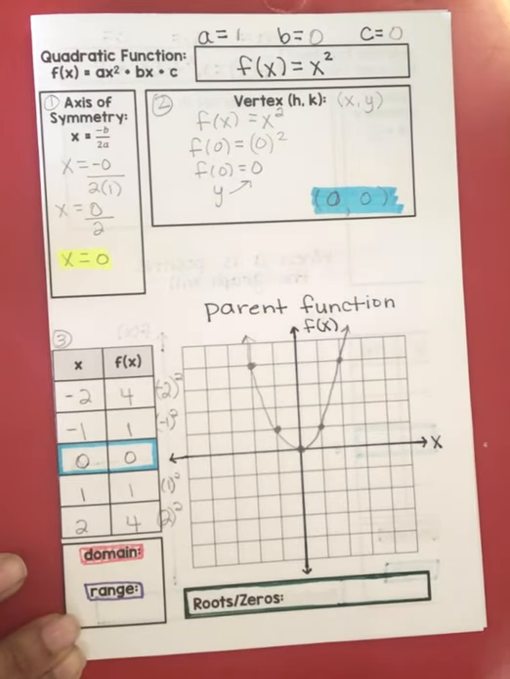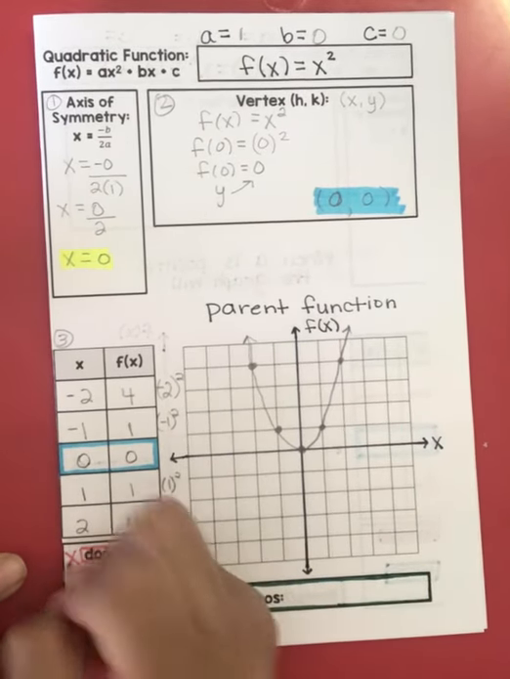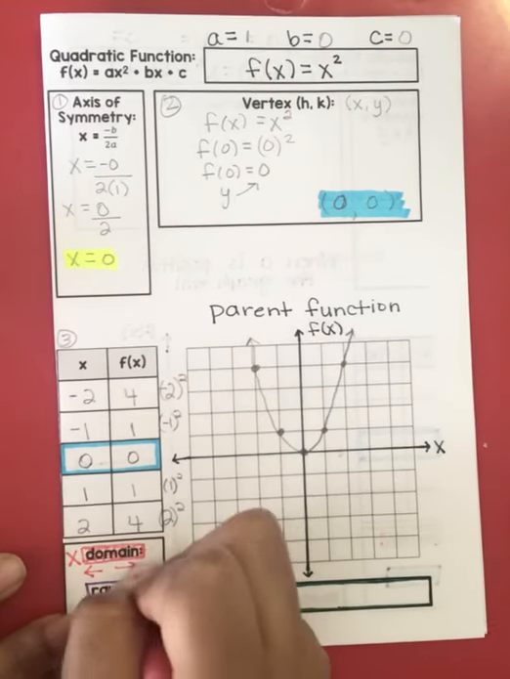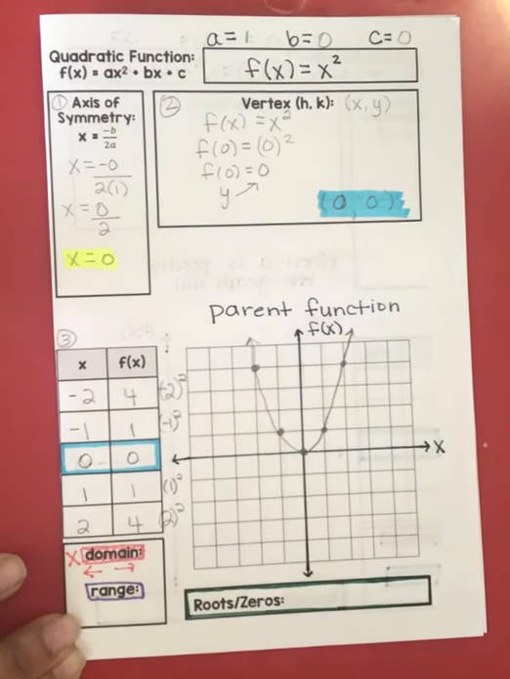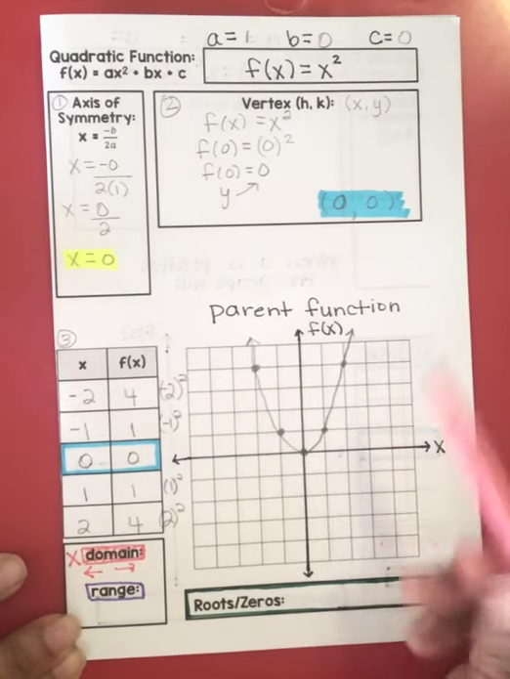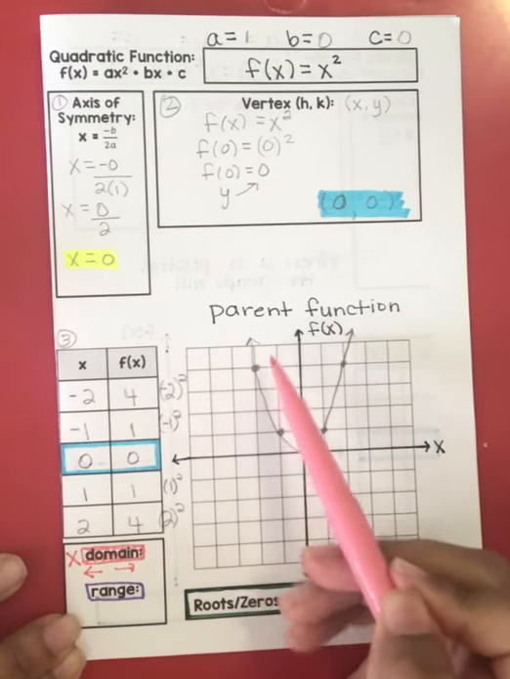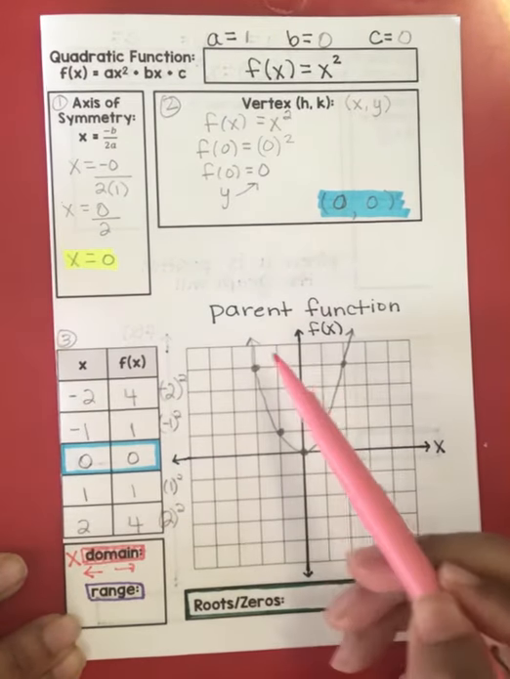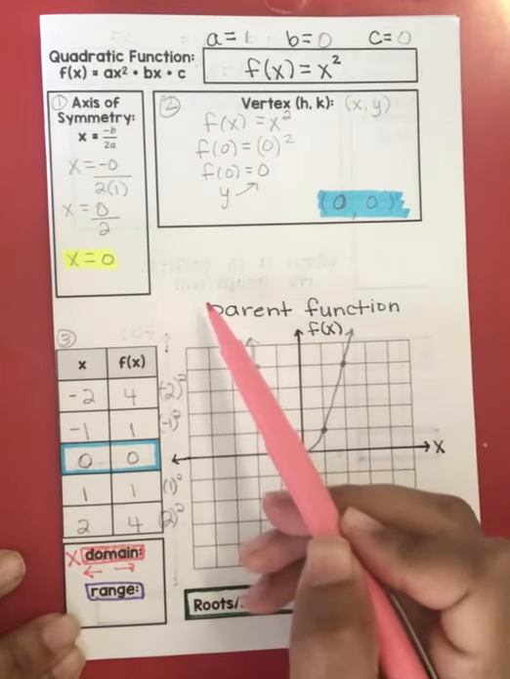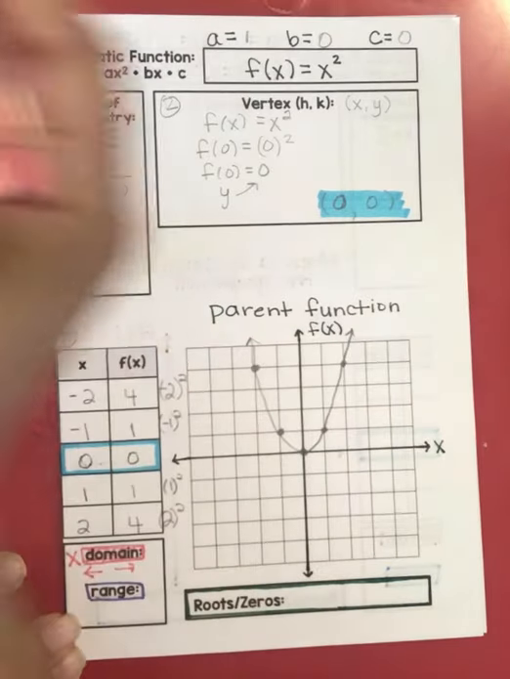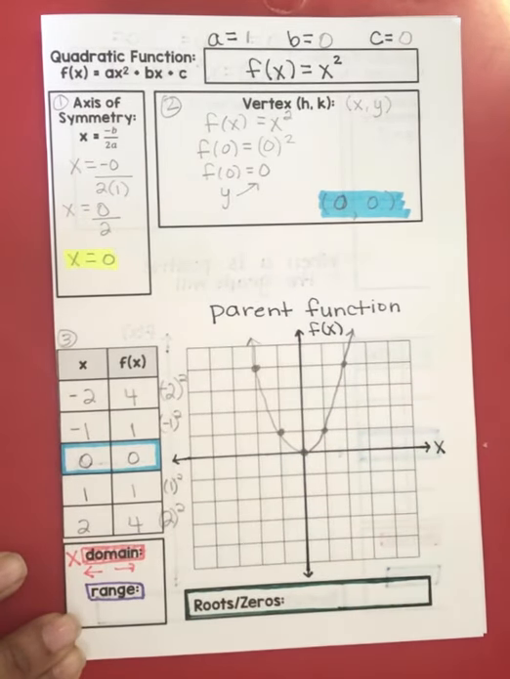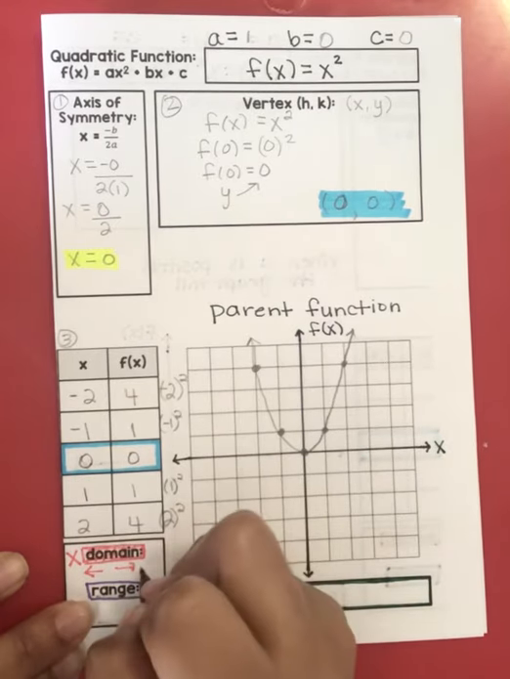Now let's talk about our domain. We know that our domain is our x values. So that means I'm looking from left to right. I want to know how far left and how far right do my x values go. Well, I have some arrows up here. So these arrows tell me that it's going in the left direction forever and ever, and it's going in the right direction forever and ever. So I can call those all real numbers.